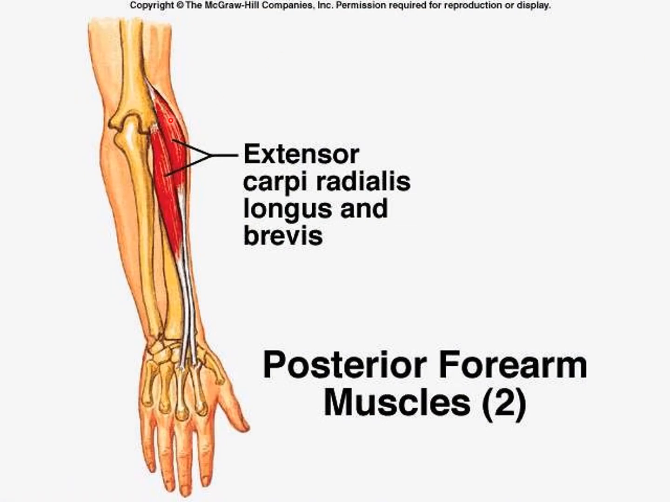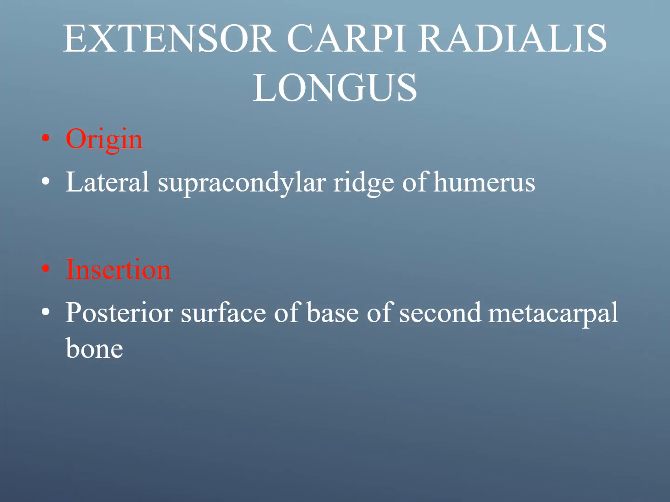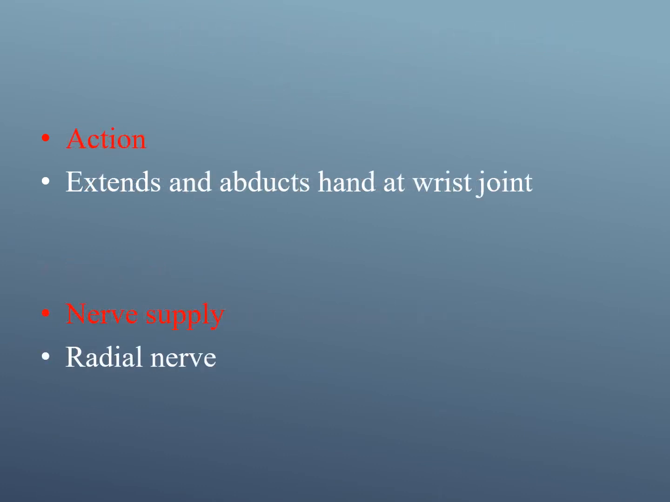So this is the picture of extensor carpi radialis longus. It starts from the lateral epicondyle of the humerus and it ends at the carpal bone. It originates from the lateral supracondylar ridge and the lateral epicondyle of the humerus and it is inserted on the posterior surface of the base of second metacarpal. It extends and abducts the hand at wrist joint. Its nerve supply is radial nerve.